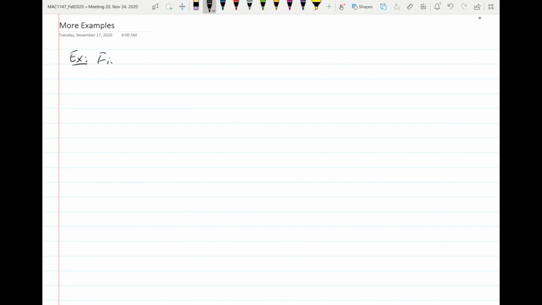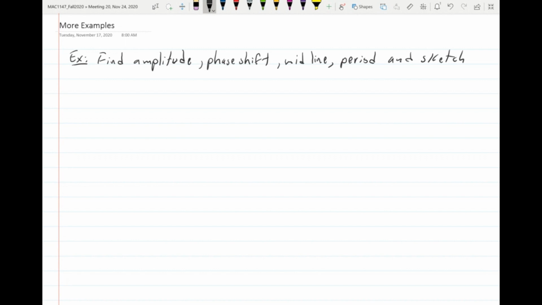Let's see, find the amplitude, phase shift, the midline, period, and then sketch. Let's see, I have some functions in mind here. Let's start as a refresh with y equals the sine of negative 2x.